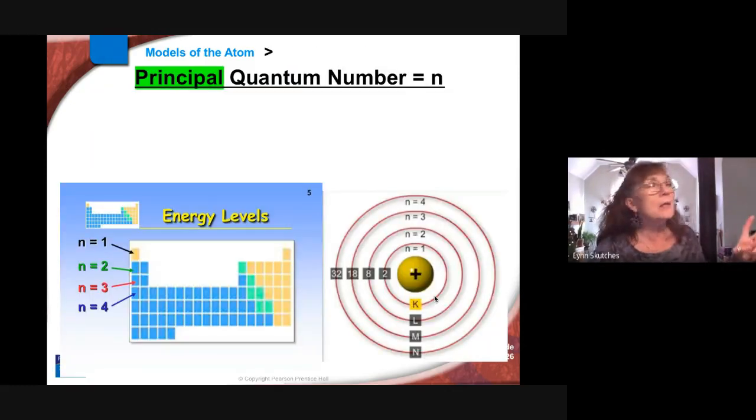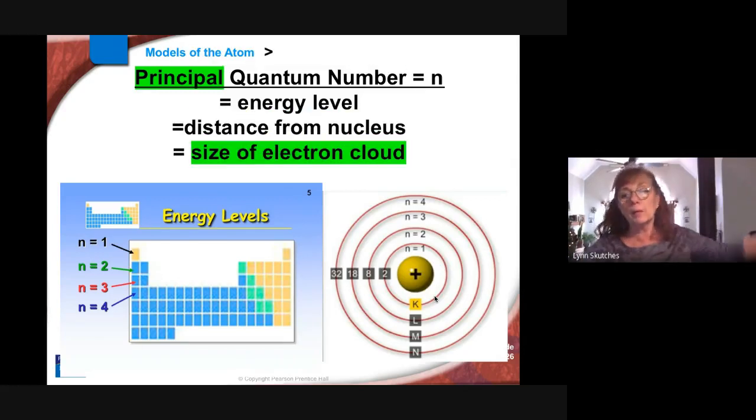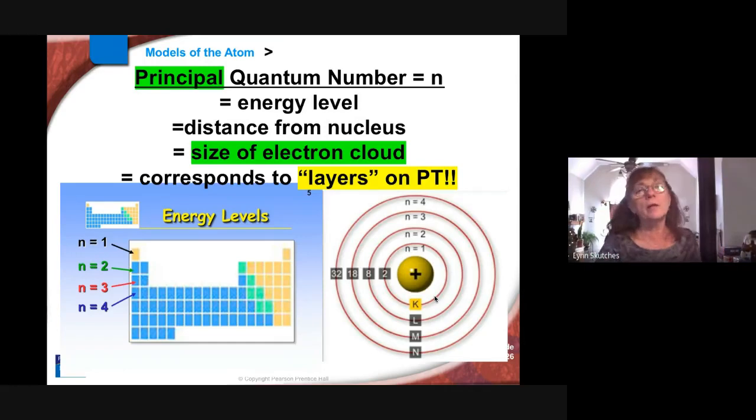All right, last thing. Principal quantum number, what is it? It is the energy level. It tells you how far the electron gets to live from the nucleus. It tells you how big the cloud is, and it corresponds to the layers on the periodic table. So hydrogen and helium, their electrons are in the first energy level. Lithium to neon, their last electron is at the second energy level, farther from the nucleus. Sodium to argon, theirs are in the third energy level, farther and farther away from the nucleus. They also have letter abbreviations for those energy levels, but we won't go into that.